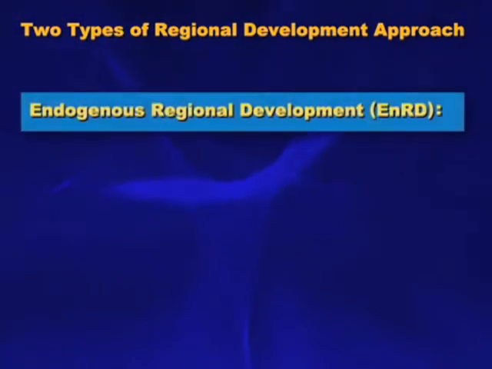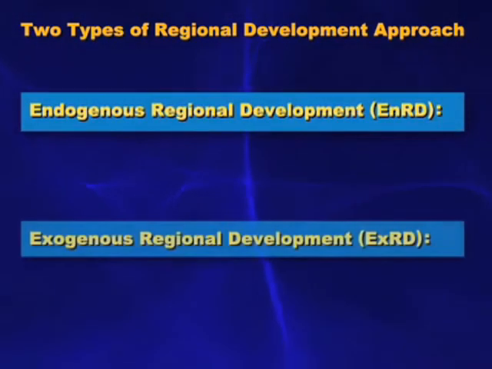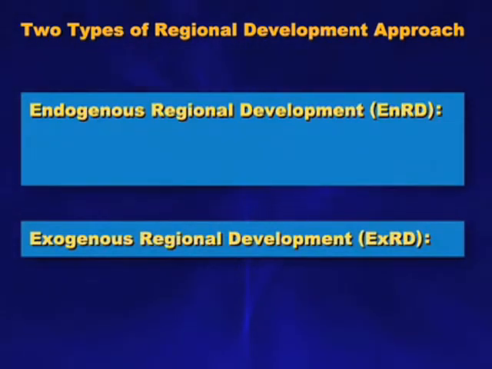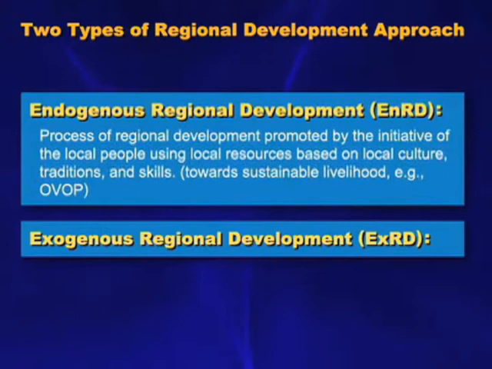There are two approaches to regional development: exogenous regional development and endogenous regional development. The endogenous approach is based on the resources of each particular area. It uses techniques created through local traditions and culture, and the region itself leads the way.